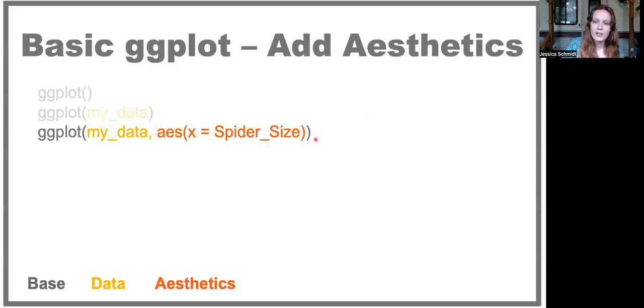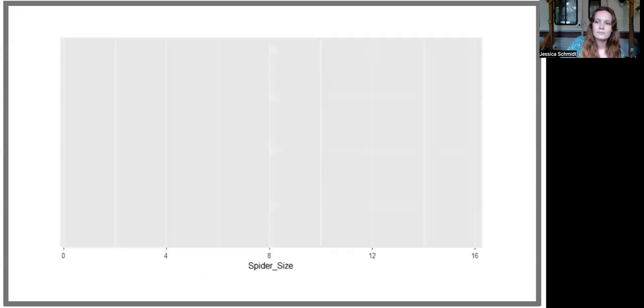Okay, so now we have our aesthetics. Give that a run and see what it looks like. Okay, we're slowly getting somewhere. We have the gray box still, but we actually have some stuff going on. We have an x-axis now, and it's based off of spider size. Okay, so now we're ready to actually choose a plot type and get the data plotted.